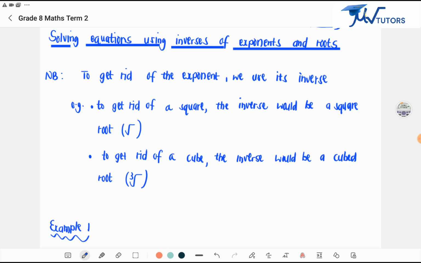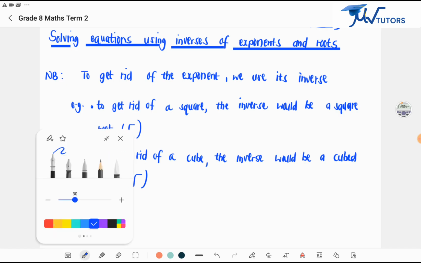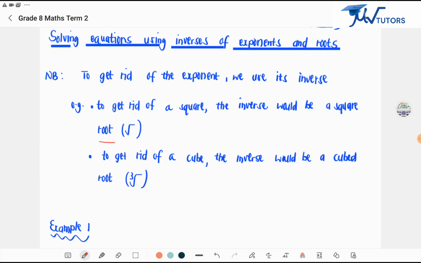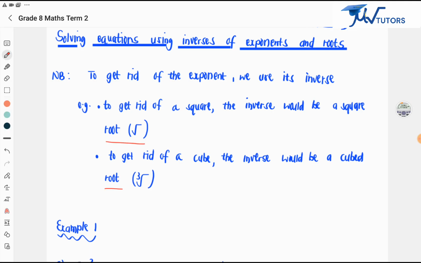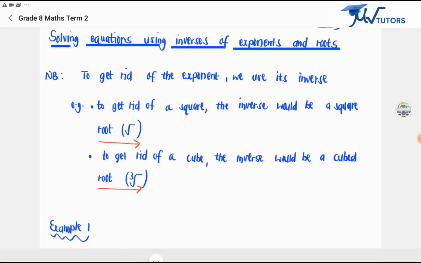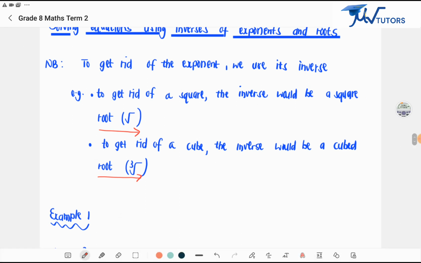To get rid of the square, the inverse would be a square root. I feel like I need to use a different colored pen for that. Now, to get rid of a cube, the inverse would be a cube root. All right, here it is. It's written down. Easier to understand, right? So now it makes sense what I was doing. Now, let us look at examples.